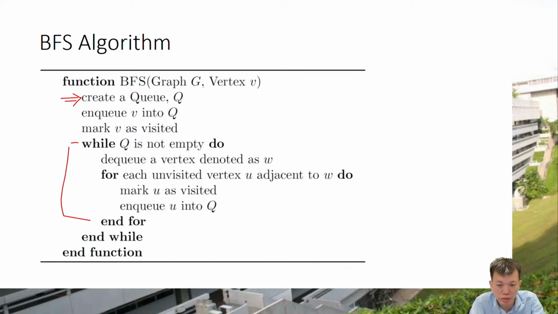So when you dequeue, the node is the next visit node, and then you add all its neighbors which are unvisited. The purpose is to let them queue, in short.